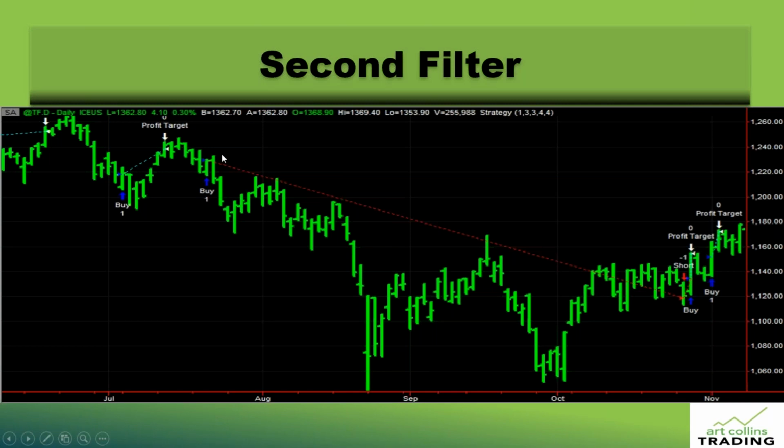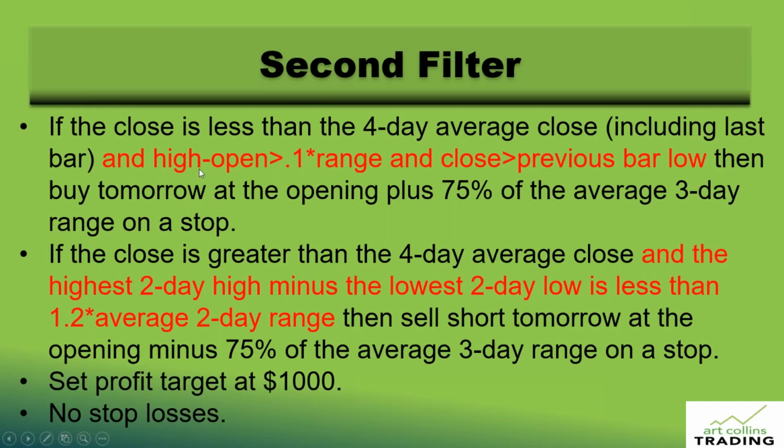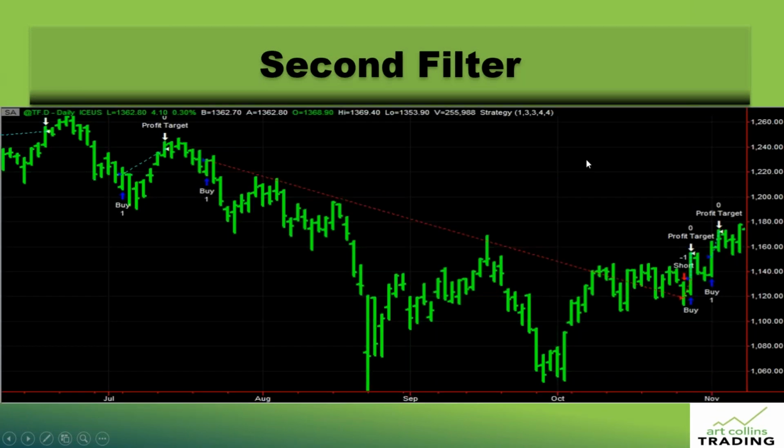Okay, so I came up with that to eliminate this horrific long position. Close has got to be the second part of that long qualifier. Close has got to be higher than the previous bar low. I'm right. Okay.